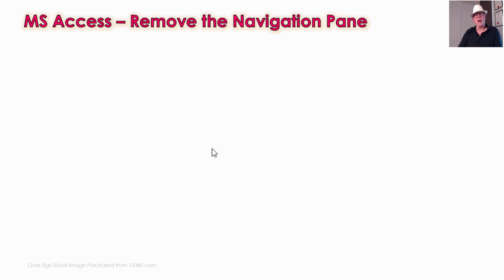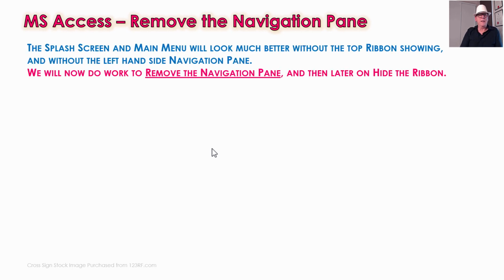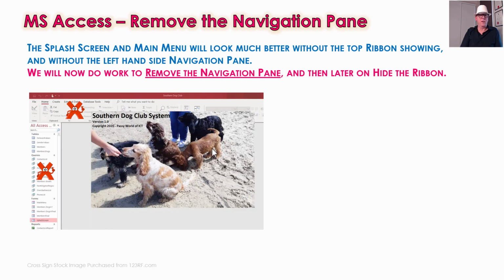But we want to kind of tidy up this working area on the screen, because the end user, the client, doesn't really need that left-hand side navigation pane. All right, so we're going to remove all that, and we're also going to hide the ribbon. So these are the two things we're going to do. We're going to fix it up so that when it starts up doing that double clicking, we won't see this navigation pane here, and we won't see the ribbon up the top, this bit here.